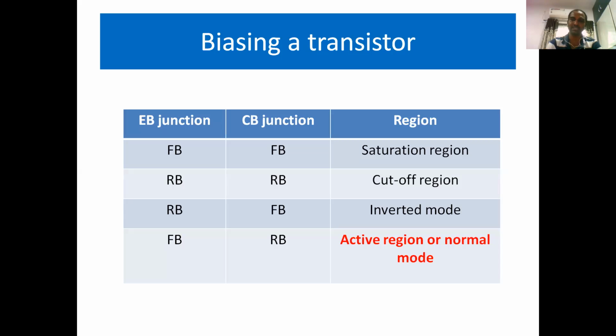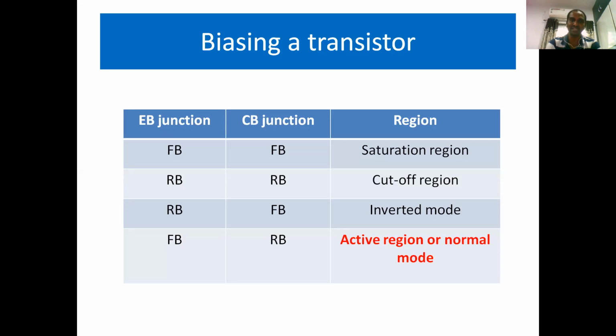Now, biasing a transistor. As I already mentioned, two diodes or two junctions are there, the emitter base and collector base diodes. When both the emitter base and collector base diodes are operating in forward bias, the maximum amount of current we get, and that's why we reach the stage of saturation. The second region is the cutoff region. Here both the emitter base junction and collector base junction are operating in reverse bias. Only a very nominal amount of current will be flowing, that's why it is a cutoff region.